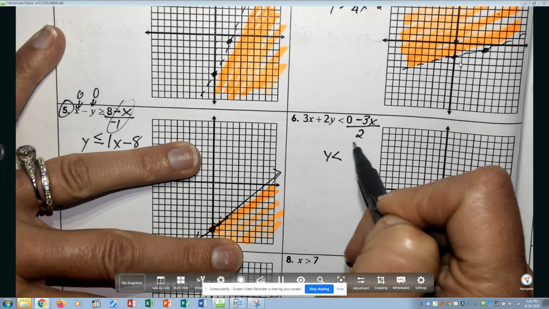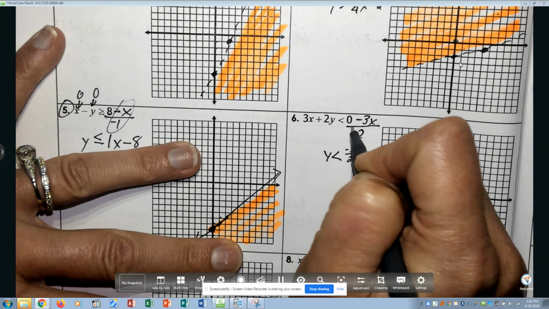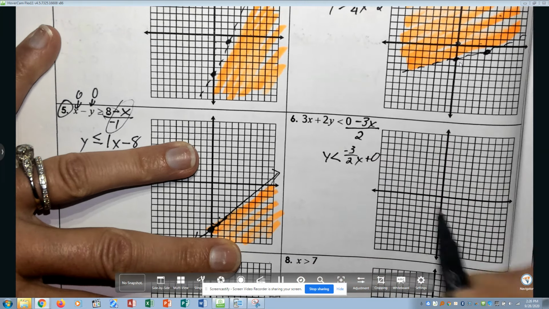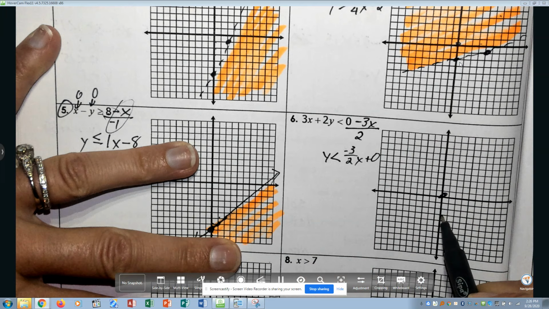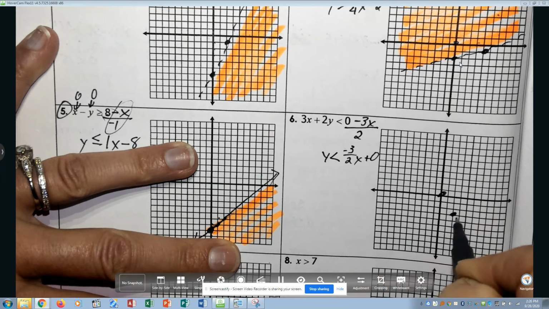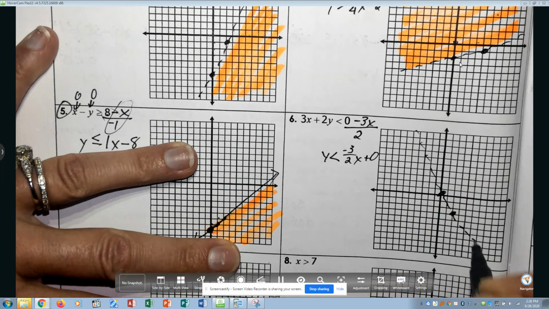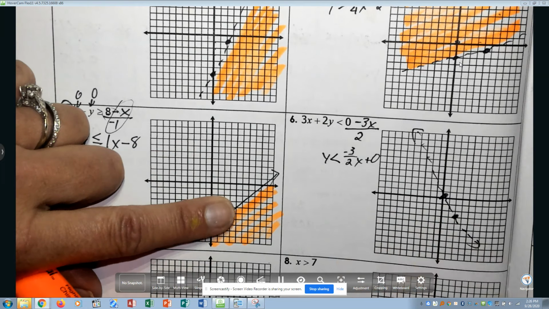My slope would be -3/2x. And my y-intercept would be 0, because 0 divided by 2 is 0. So you start at 0, 0. You go down 3/2. Dotted line. So here's an example of 0, 0 is on the line. So we can't test 0, 0. We could test 1, 1.